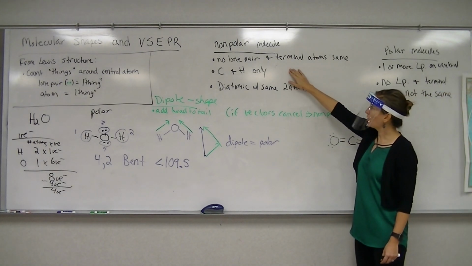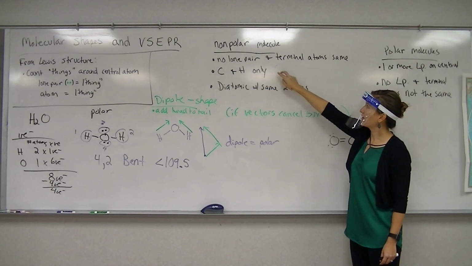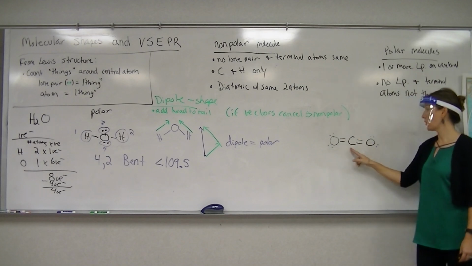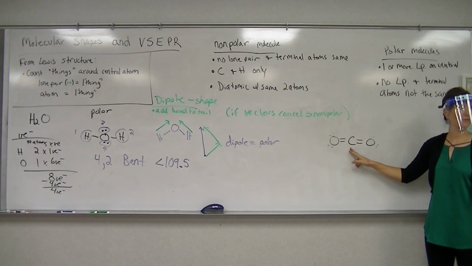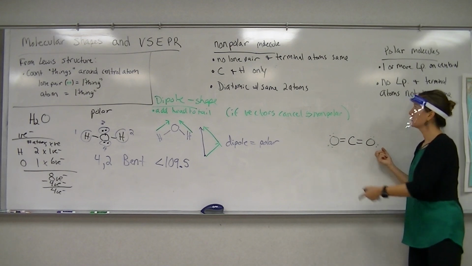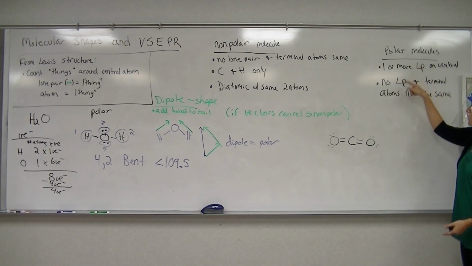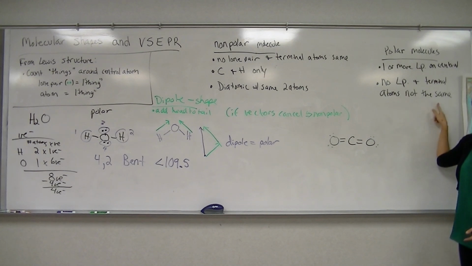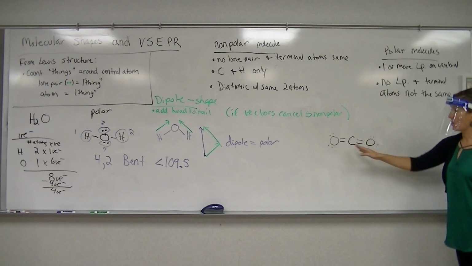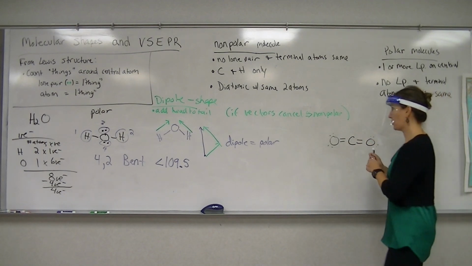If it's nonpolar, it's got no lone pairs, and the terminal atoms are the same. So are our terminal atoms the same? Yeah, they're both oxygen, so it's going to be nonpolar. Because over here, it's polar if there's no lone pairs but the terminal atoms are not the same. So if this was nitrogen, which we've seen that case, then it would change it to polar. But since they're both oxygen, it is nonpolar according to those rules.